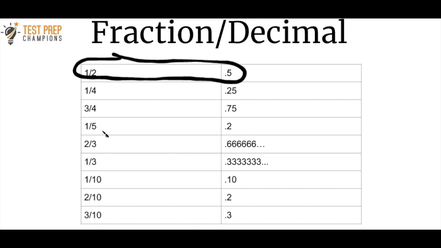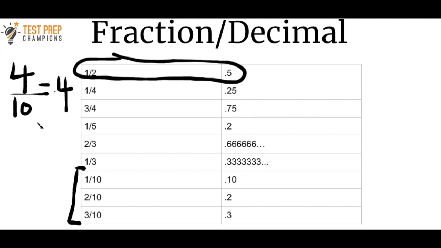Then you'll have 2/3, which is equal to 0.666 and a bunch of repeating sixes here. 1/3 is equal to 0.33333 and a bunch of repeating threes, as we see here. Now, here's another nice pattern to spot here. So 1/10 is equal to 0.1, 2/10 is equal to 0.2, 3/10 is equal to 0.3. And so if we keep going, 4 divided by 10 would be equal to 0.4.